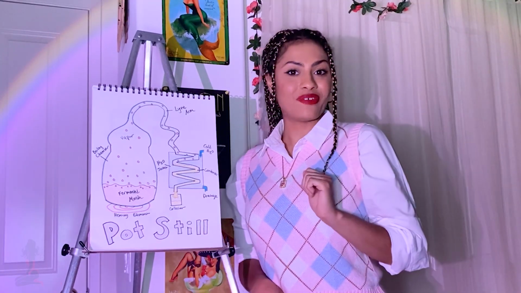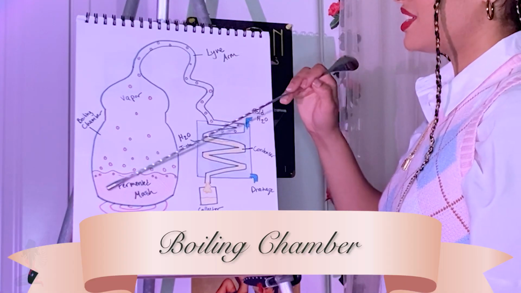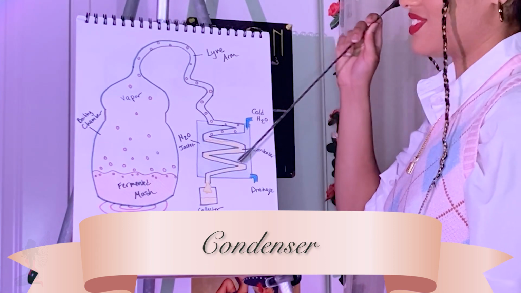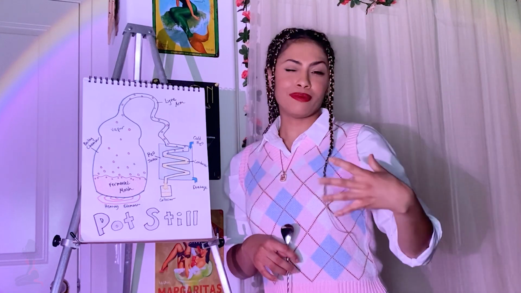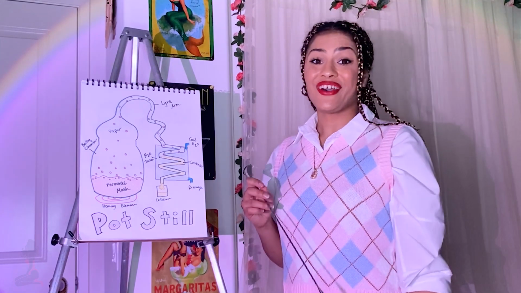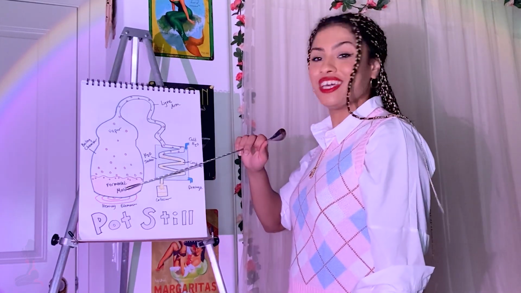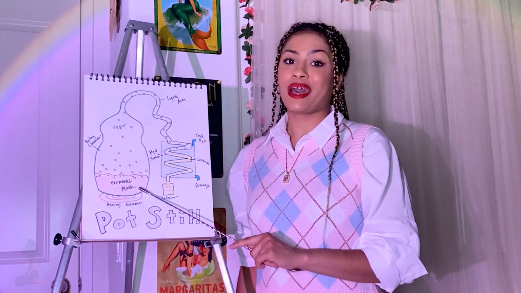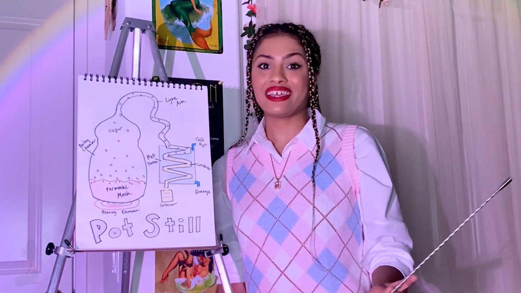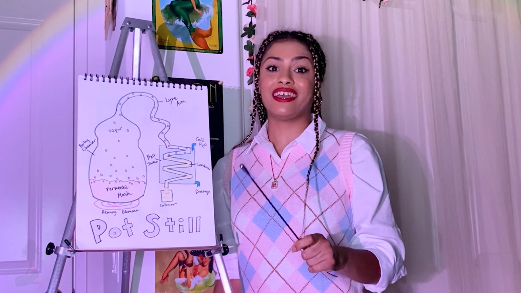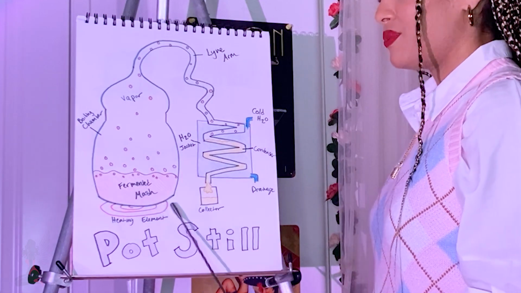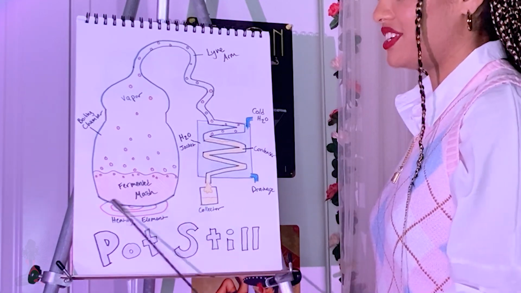There are three main parts of a pot still. On the left side, we have a boiling chamber. In the middle, we have the lyne arm. And on the right side, we have the condenser. The other two subparts are the heating element and the collector of the liquid. So we're gonna take our fermented wash and throw it in a pot still. So we're gonna heat this fermented wash to 78.4 degrees Celsius, just enough so that the alcohol evaporates into a gas and the water does not evaporate and stays at the bottom of the boiling chamber. So as you can see, we have our heating element here and our fermented wash here.